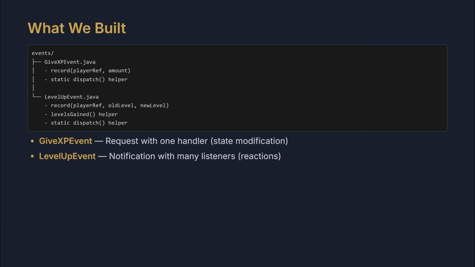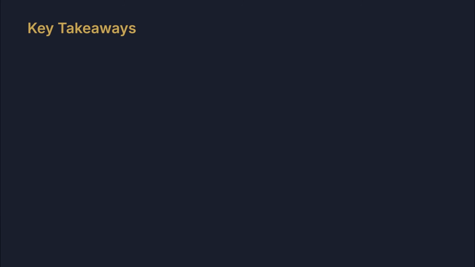So we have the giveXP event, which requests with one handler, and the level up event, which is kind of a notification. And we have static helpers, and it has listener optimization. So events decouple systems.